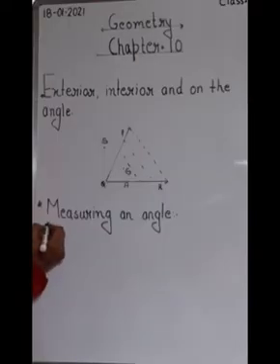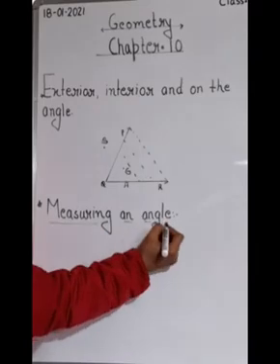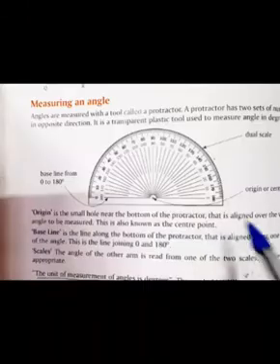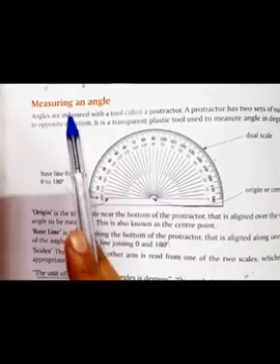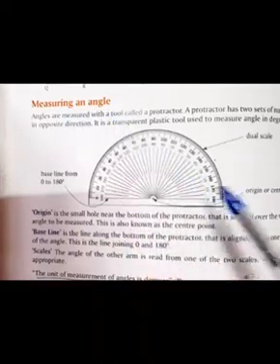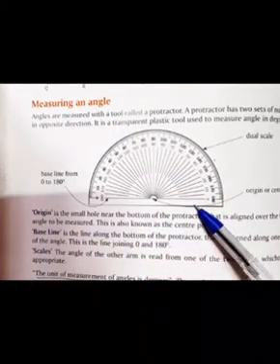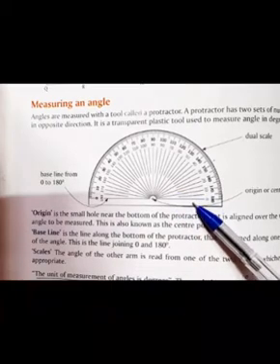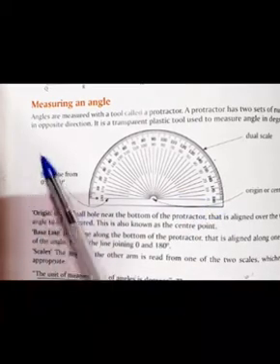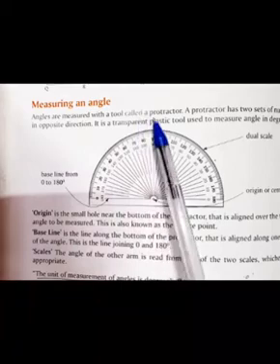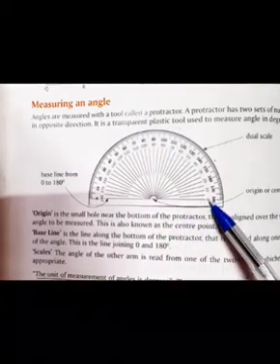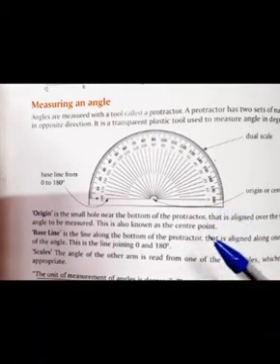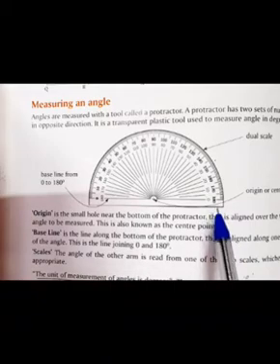Now our next topic is measuring an angle. It is difficult to explain this protractor on the board, so I am just explaining from the book. Angles are measured with a tool called a protractor. This is your protractor. A protractor has two sets of numbers.